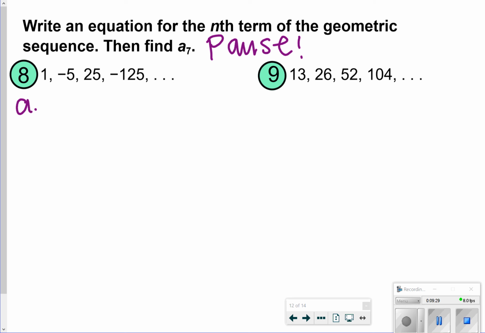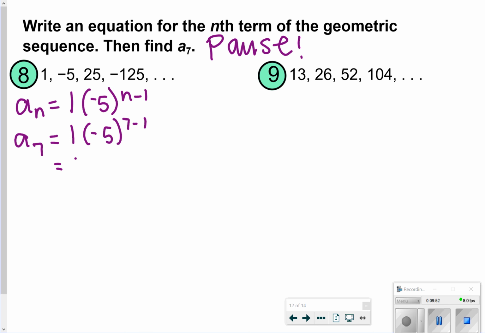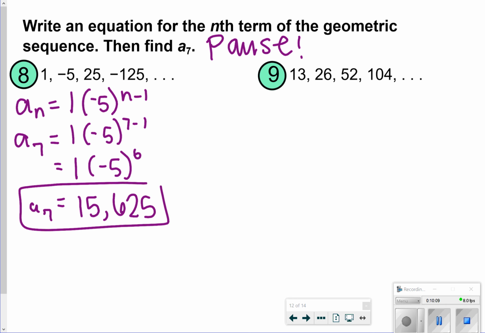Alright, so for number 8, I wrote AN is equal to 1, because that's my first number in the sequence. And then my common ratio is -5. So make sure you provide that -5 there, and then n minus 1. Now I'm ready to do the 7th term, so A7 is equal to 1 times -5 to the 7 minus 1, or 1 times -5 to the 6th. Now I'm going to do -5 to the 6th power first, and then multiply by 1, and that's going to give me a grand total of 15,625. So A7 is equal to that.